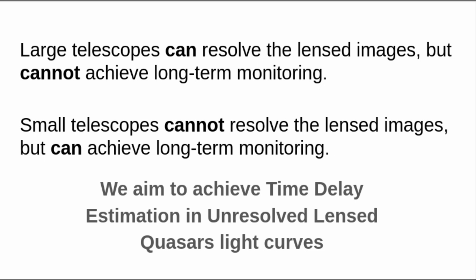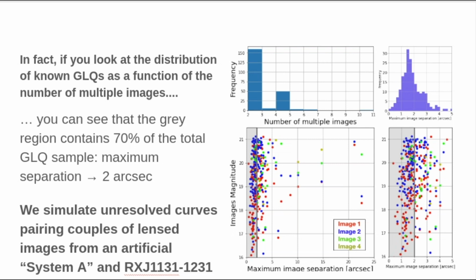In fact, if you look at the distribution of known gravitationally lensed quasars as a function of the number of multiple images, you can see that this gray region contains 70% of the total gravitationally lensed quasar sample. The maximum separation in this area is 2 arcseconds. And we know by experience that this is typical of small-sized telescopes that are not placed in top astronomical sites and that have no high angular resolution technologies such as adaptive optics.